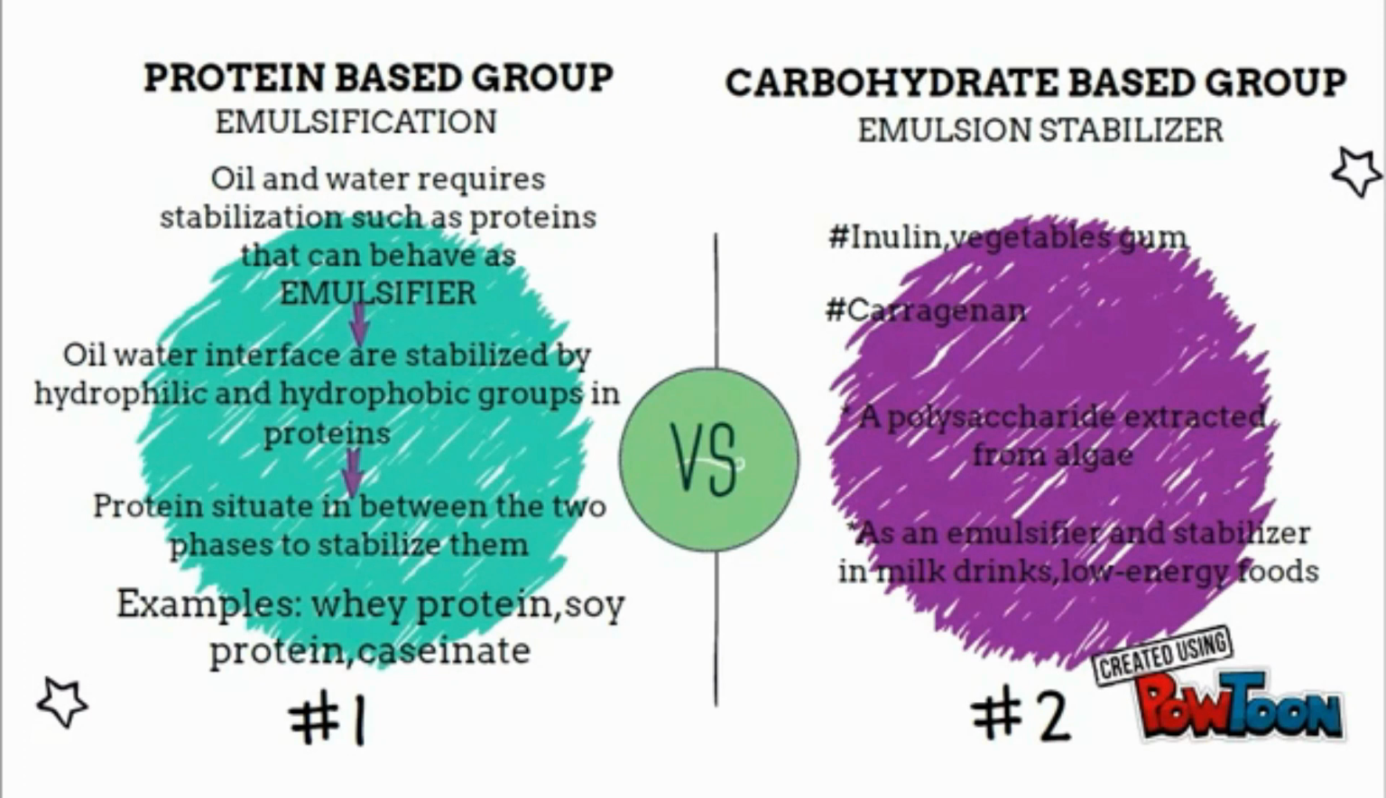The difference between protein-based group emulsification versus carbohydrate-based group emulsion stabilizer. Examples of protein-based group emulsification are whey protein, soy protein, and caseinate, while carbohydrate-based group emulsion stabilizers are inulin and vegetable gum.